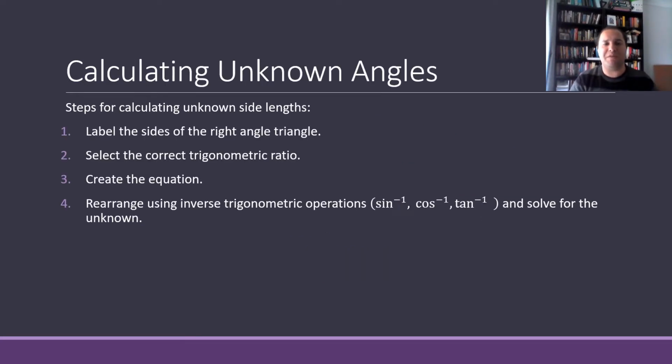Alright, so the steps for solving unknown angles are very similar to the steps for solving unknown sides. So labeling your sides, selecting the right trig ratio, creating the equation, those steps are all the same. And then step 4, we have to rearrange using inverse trig operations. So that's the sine -1, cos -1 or tan -1 buttons on your calculator. So if you press the shift or second function button in the top left of your calculator, you can get those opposite inverse operations with the -1 in the powers. And then once you can use those, you can solve for your unknown angle.